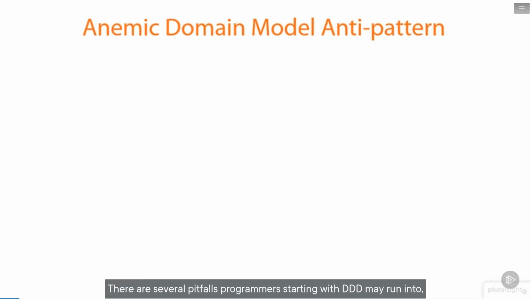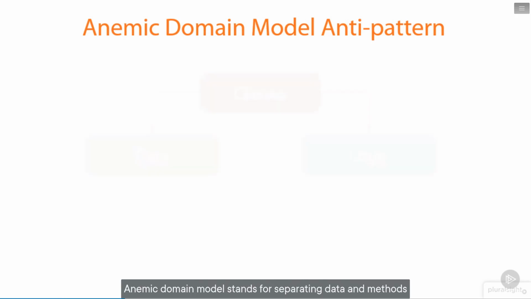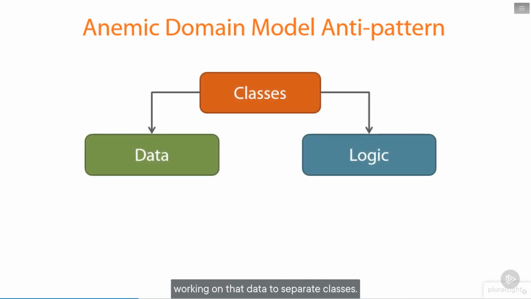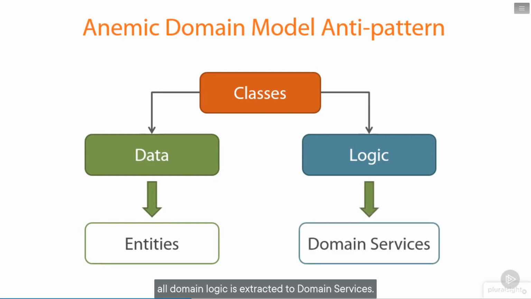There are several pitfalls programmers starting with DDD may run into, and it's important to know about them. One of such pitfalls is the Anemic domain model. If you try to follow DDD principles, then you are probably not subjected to this anti-pattern, but it's still worthwhile to know about it. Anemic domain model stands for separating data and methods working on that data into separate classes. It usually means that entities in such a model contain only data and all domain logic is extracted to domain services.